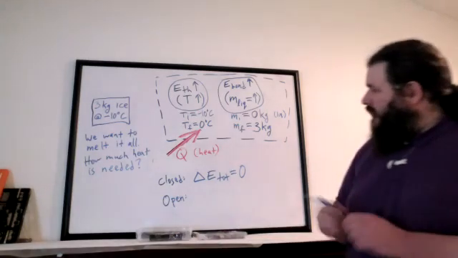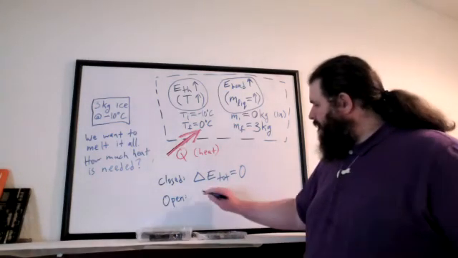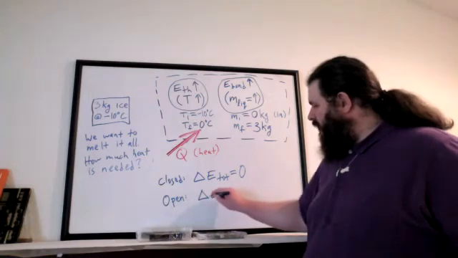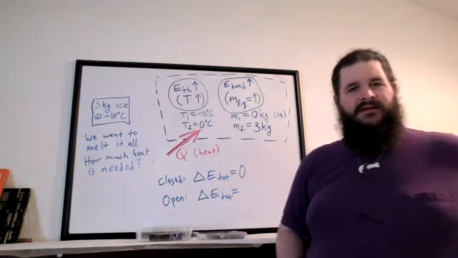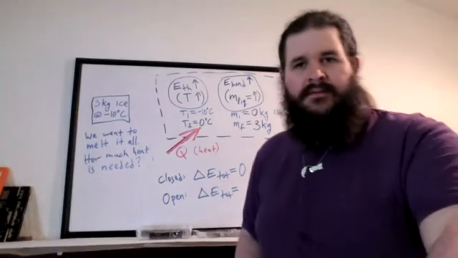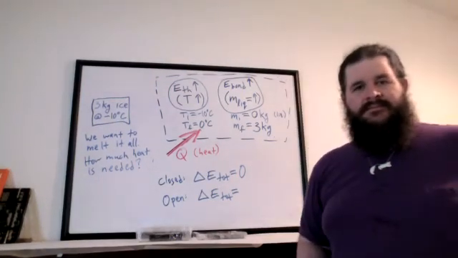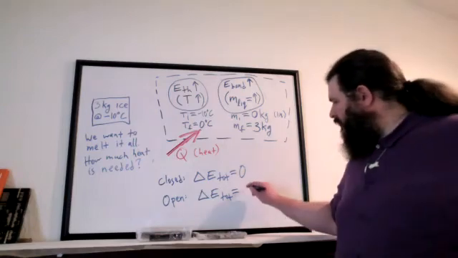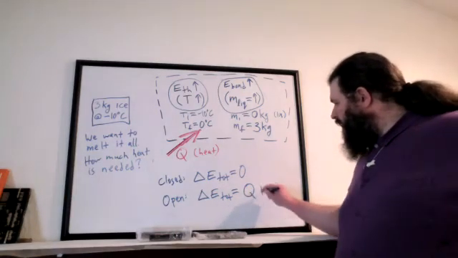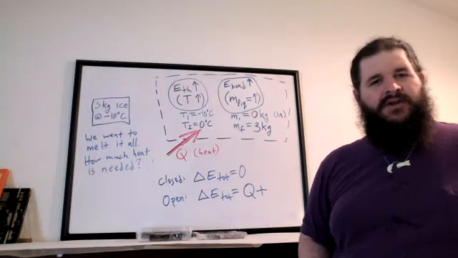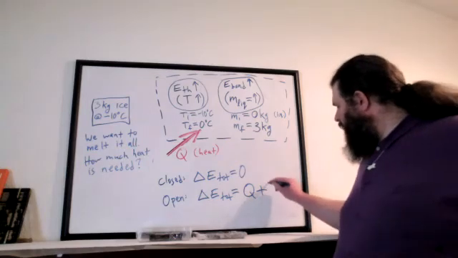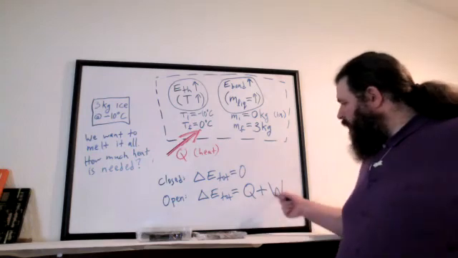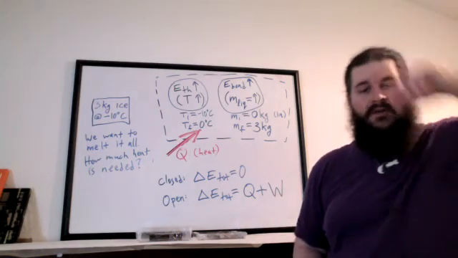But in the case of an open system, instead of delta U total equals 0, we'd have delta E total equals what? It would equal Q, for heat, plus also possibly, what's another way you can transfer energy to a system? Work, which is W. Yeah, work. Heat and work are just two different ways of transferring energy.